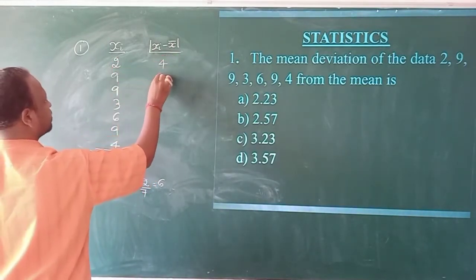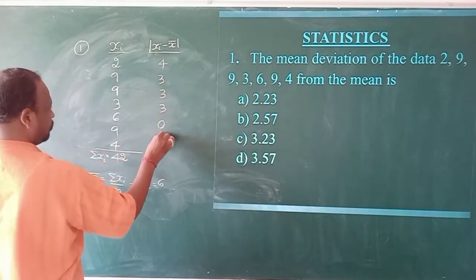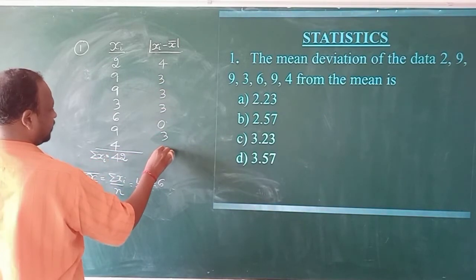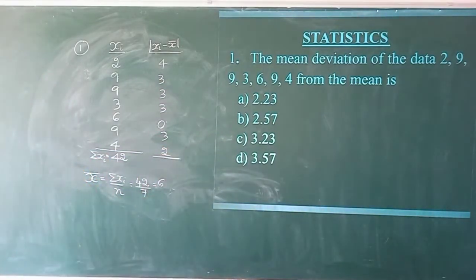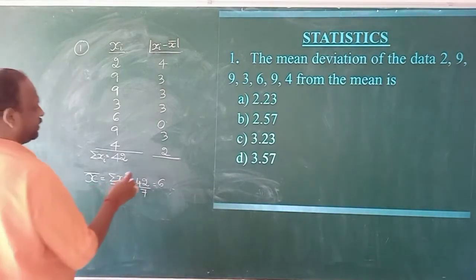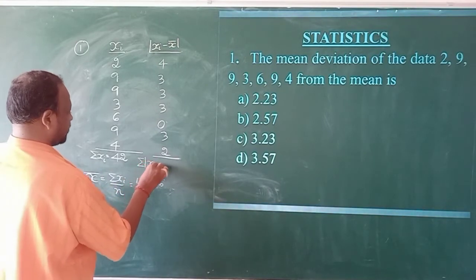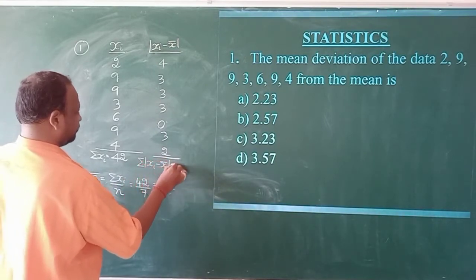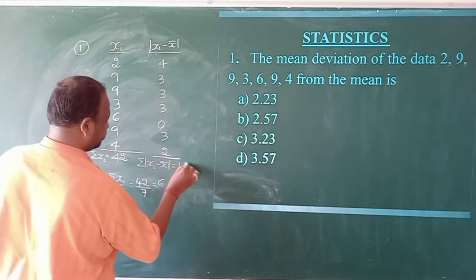9 minus 6, 3; 3; 3; 0; 3; and then 2. Observe: 2 minus 6, 9 minus 6, 9 minus 6, 3 minus 6, 6 minus 6, 9 minus 6, 4 minus 6. Add this, this will be sigma xi minus x bar. 5, 8, 11, 14, 18.